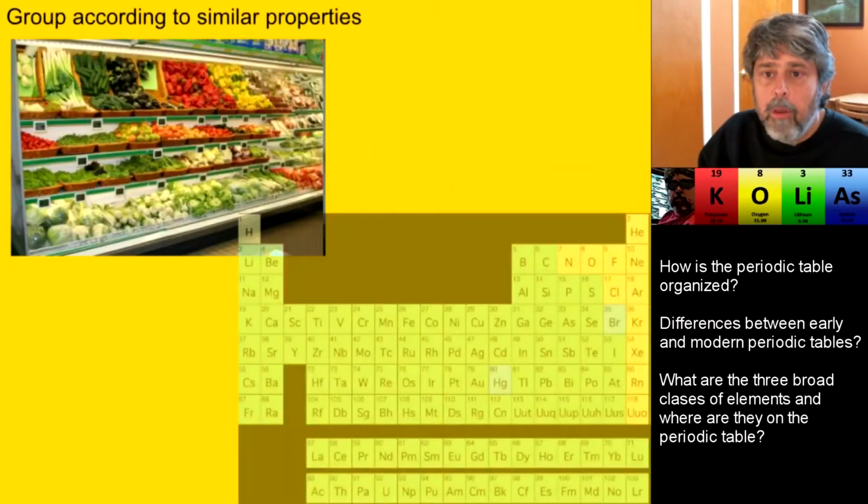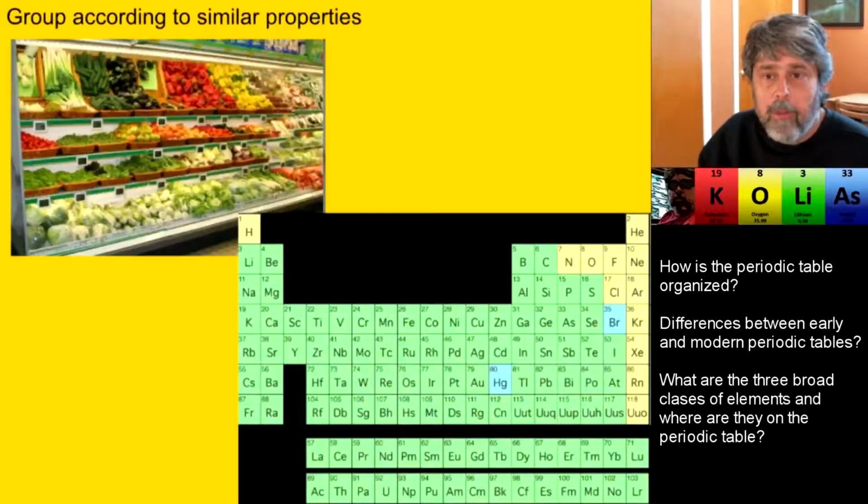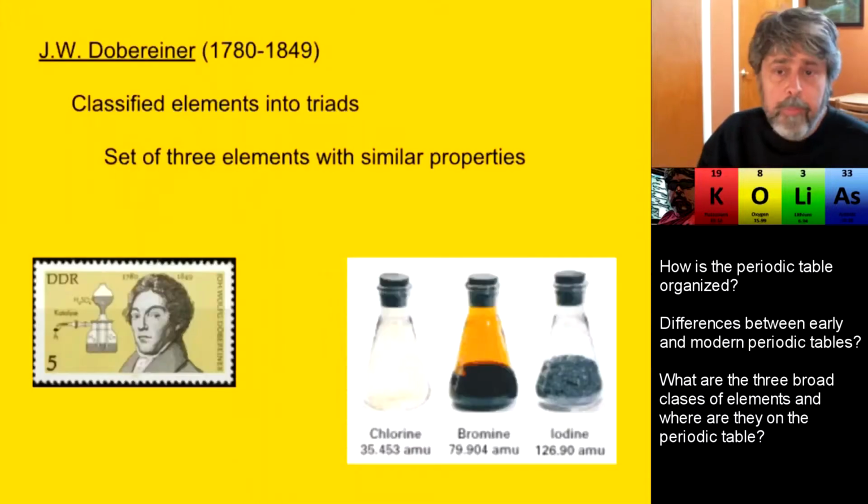Here we go. The periodic table is grouped according to similar properties. All elements in a particular group, all elements that are near each other, share similar properties. Very much like at the grocery store, how all the produce is in one section, all the dairy is in one section. Things are organized according to their properties. Same with the periodic table.